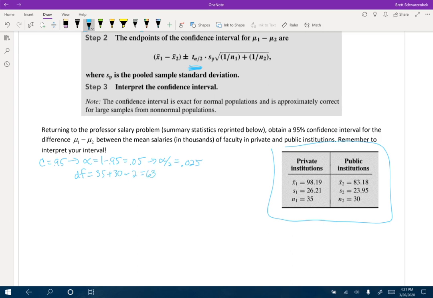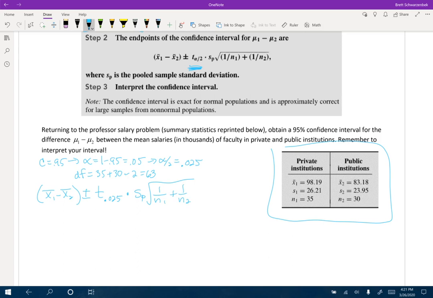Now let's do the formula. So I'll write it out. So x bar 1 minus x bar 2. I usually do parentheses to keep it away from the other calculations. We want to do t sub alpha over 2. Well, we already know alpha over 2 is 0.025, and we need to multiply by the pooled standard deviation times the root of the sum of 1 over the two sample sizes. Okay, so all we have to do is sub in the values for this.